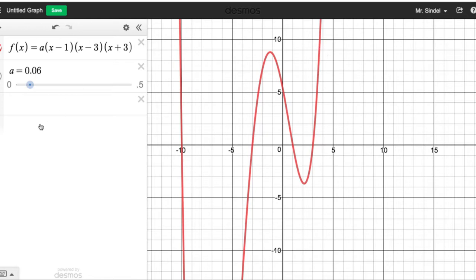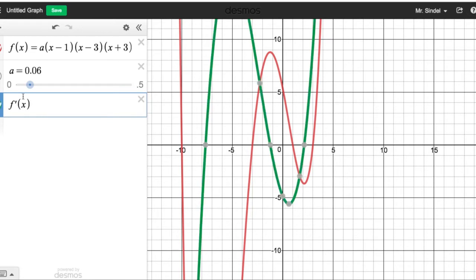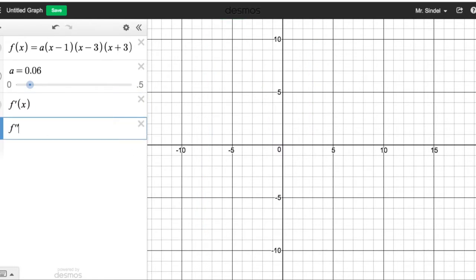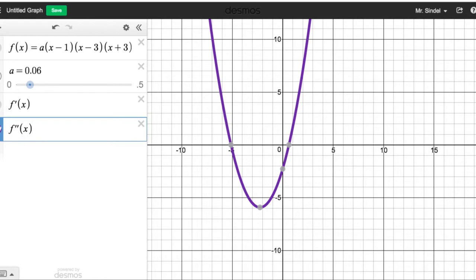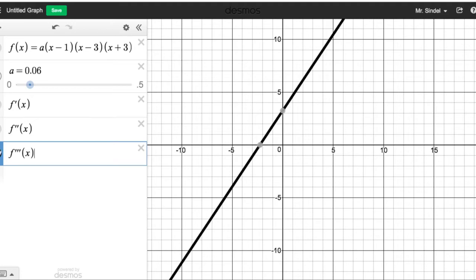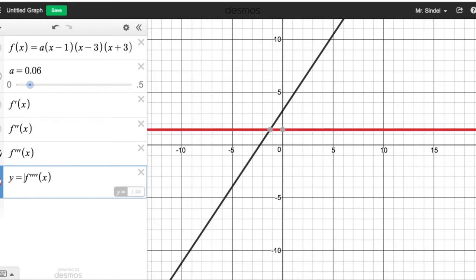So 3 times. If I take the derivative, f prime of x, and I turn this one off, how many times does this change direction? 2. When I turn that off and I do f double prime of x, just once. If I turn that off and I look at f triple prime, we're talking about jerks now, it's just a line. And if I do f 4 prime, it's just a number. It's just a point. Oh, well, it's a flat line, so I should say y equals that. It's just a flat line.